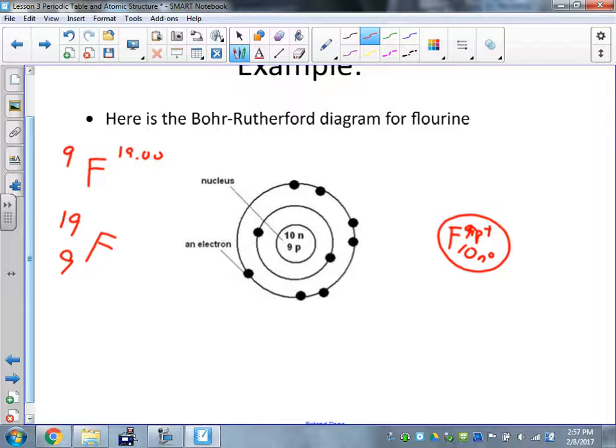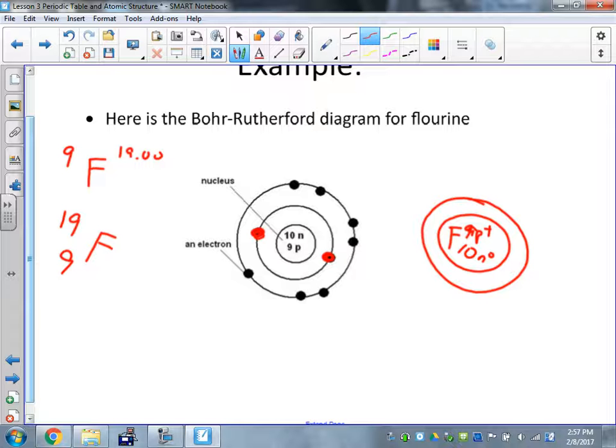Then we're going to move to the electrons. I have 9 positives. I need to have the equal number of negatives, 9 negatives. So I can go in the first energy level. Bohr said in the first energy level I can have 2 electrons. So I'm going to put those in there. They've done this. 1, 2.